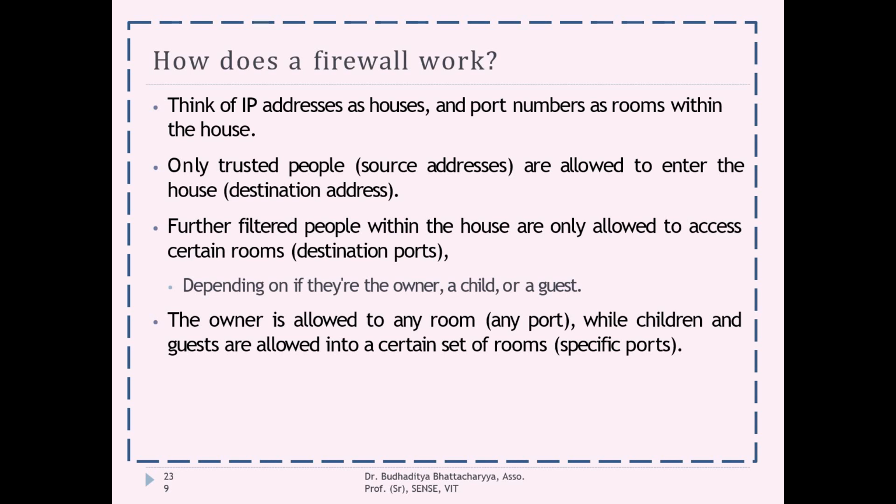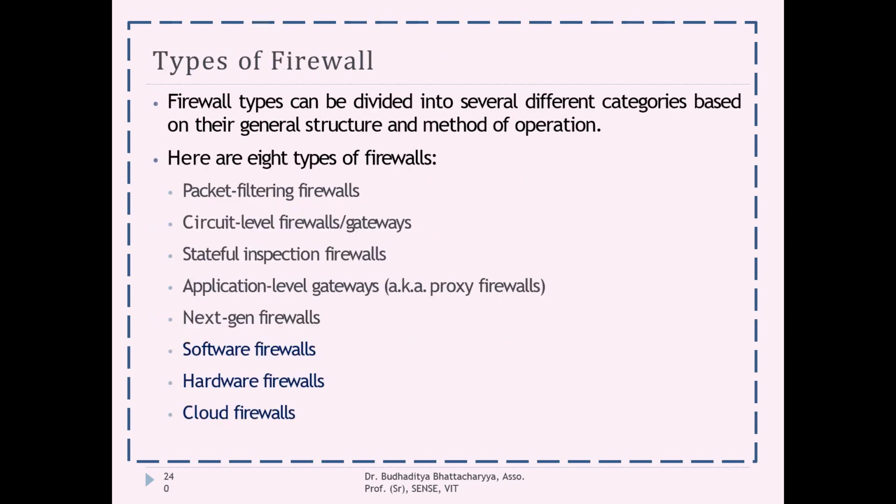Now, as we know, only trusted people are allowed to enter the house. So the source address and the destination address should match, and the firewall will try to check that. And even amongst those people, only specific people will be allowed to come into the rooms also. So that's where the filtering comes in. This filtering is done by the firewall itself. Now, this can be done using different techniques, as we all know. So these are the different sets of firewalls which exist.